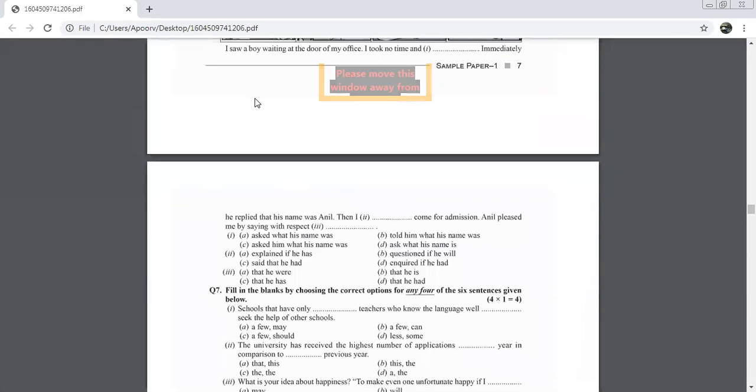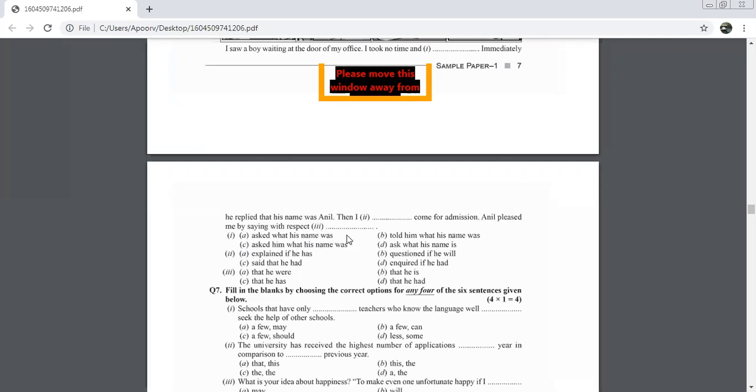Come to the second one now. He replied dash that his name was Anil. Then I dash if he had come for admission. Option D. Very good. Then I inquired if he had come for admission.